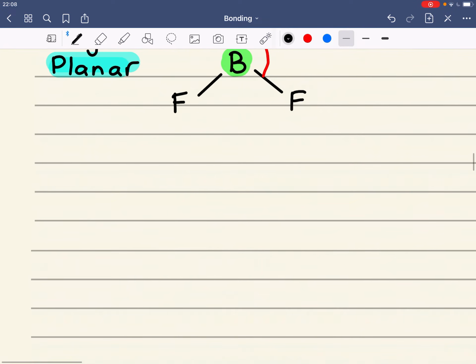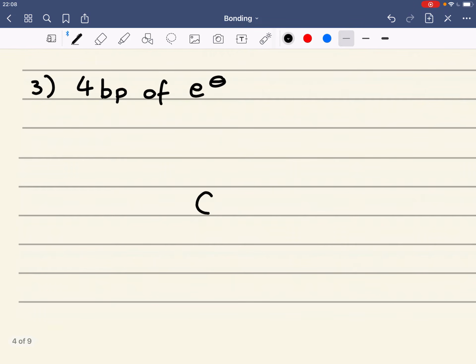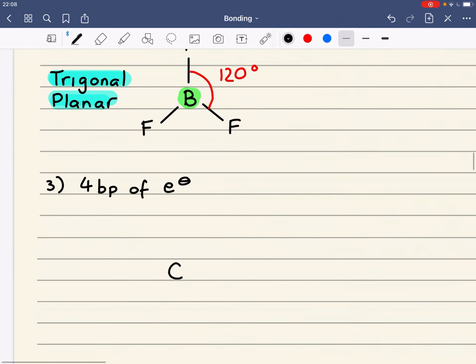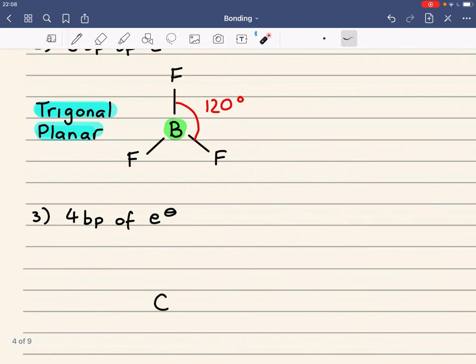Now, the third of my basic shapes involves 4 bonding pairs of electrons around a central atom. And this time I'm going to look at methane as my example. Now, I'll just go quickly back to this trigonal planar just to explain the name of this shape. It's trigonal planar, well, actually triangle, and it's planar because all these bonds are what we're calling the same plane. And it's easy to see this if you were to look at a 3-dimensional model.